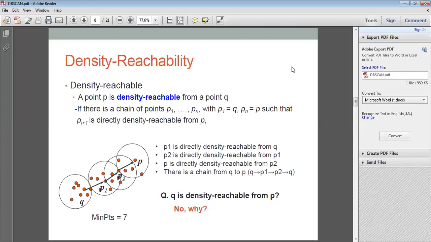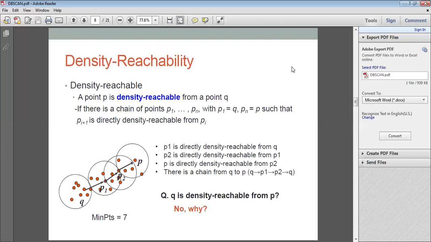There is a chain that is connected, starting from a source point Q up to point P. This way P is connected to Q, which is a core point, via density reachable intermediate points P1 and P2. But here we can check that we cannot say that Q is density reachable from P, because P is not in a dense region, as we have taken a criterion of min points equal to 7 and P is not a core point.